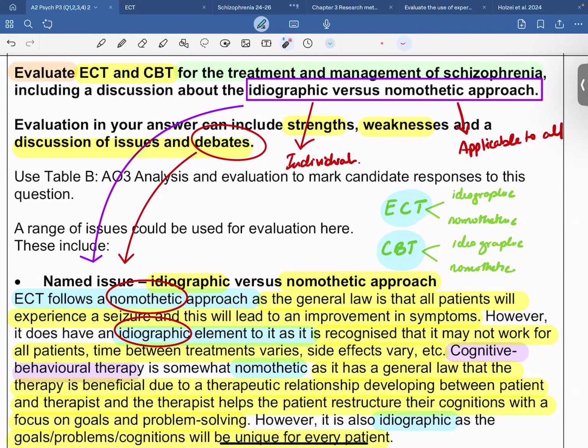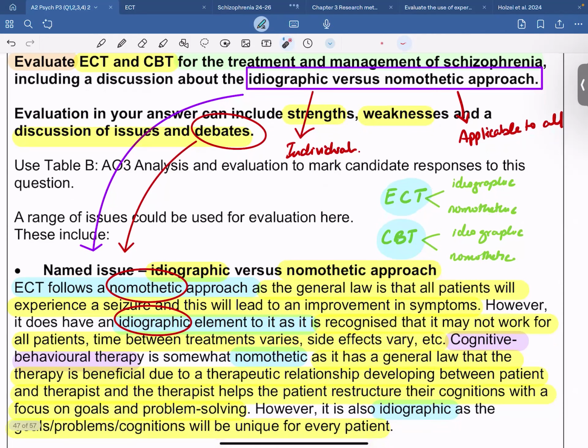Now, I really like this word, however, being used over here because you're showing the examiner that you are catering to both ends of the debate, right? Now, however, it is also ideographic as the goals, problems, cognitions will be unique for every patient. Now, if one patient has a goal, this goal might differ for another patient, right? So the problems that one patient has might be different from the problems that another patient would have.